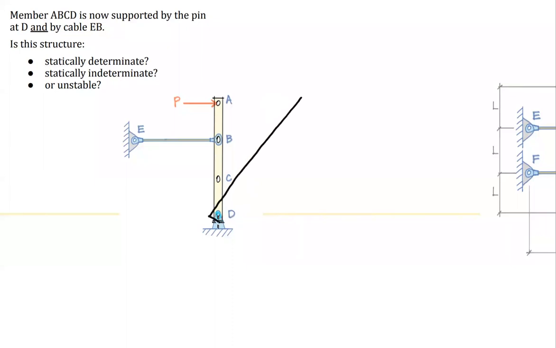There is our rigid member, ABCD. It tilts like this. No, D doesn't move. The other nodes do move. And look what happens to our cable. E doesn't move, but B stretches over here due to the applied force P.